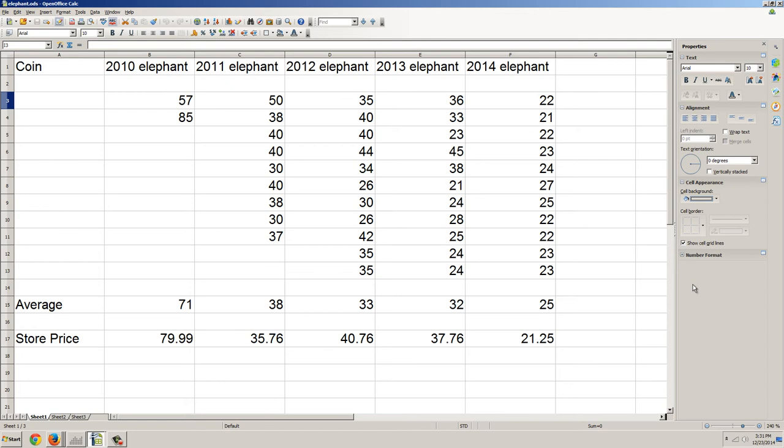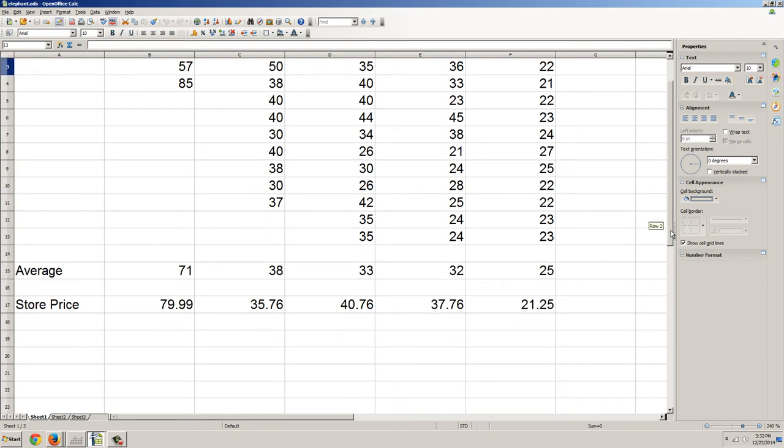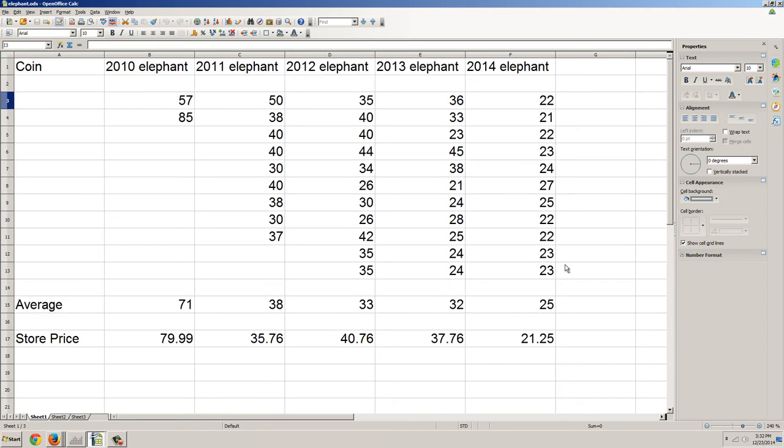So you can see that there's the various years here of the coin, and there's the prices on eBay, and then there's the average price on eBay, and then there's the store price, and that's going to be primarily ATMEX. Although they're sold in some other places, they're very hard to find anywhere else. So we're going to use ATMEX as the price. So you can see the 2010 elephant, we got two of those coming in with an average of 71.